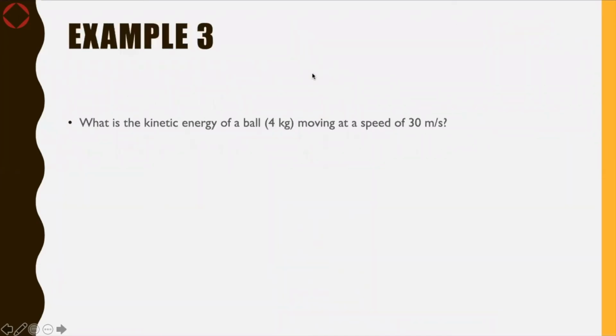Now, what is the kinetic energy of a ball of 4 kilograms that is moving at a speed of 30 meters per second? And we just apply the formula. The mass is 4 kilograms. The velocity is 30 meters per second. And we just use 1/2 mv squared, m being 4, v being 30. We apply this in the calculator, we plug in the numbers, 1800 joules.